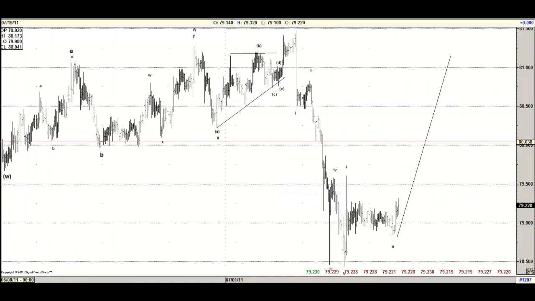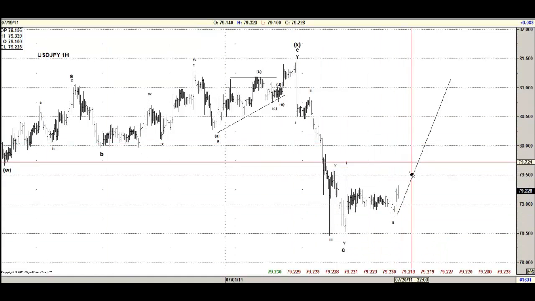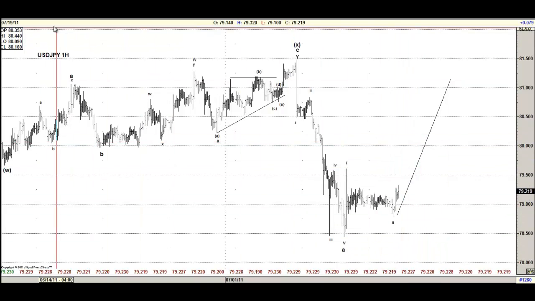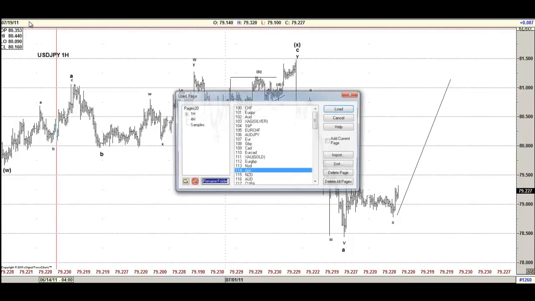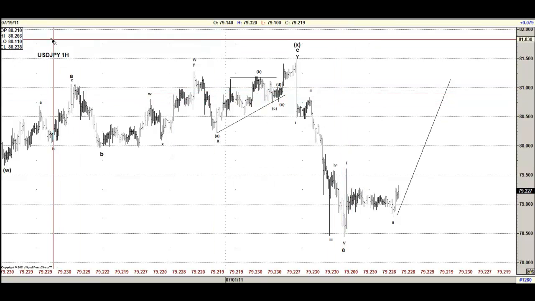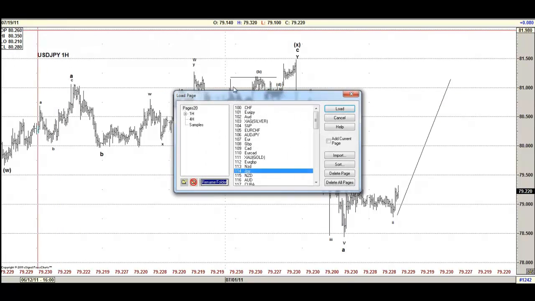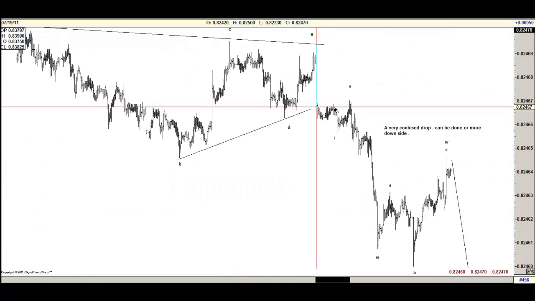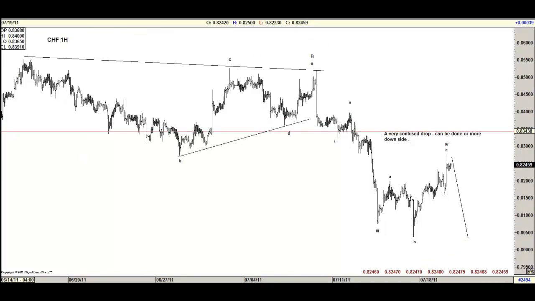The dollar yen on the other side is starting to trade higher as we've been forecasting, so let's wait for that one. And then finally, let's take a look at the dollar Swiss. The dollar Swiss is very intriguing, guys. Let me show you why.